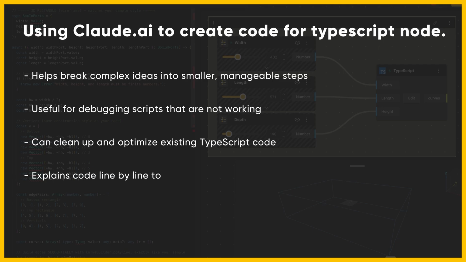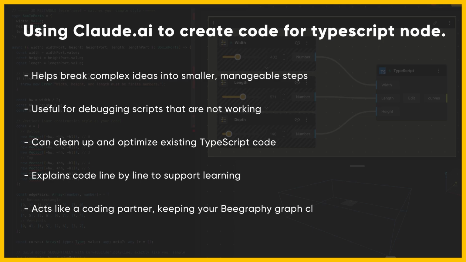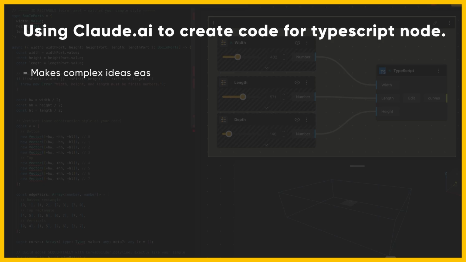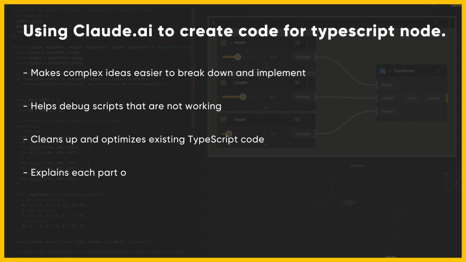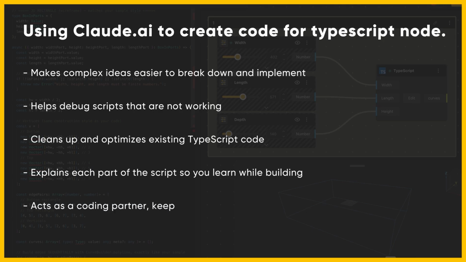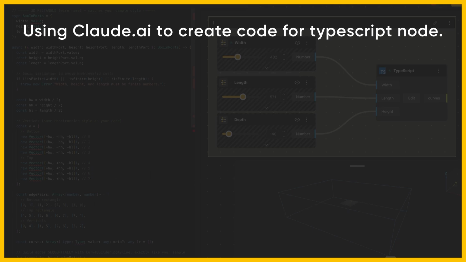Claude is also useful when you need step-by-step guidance. You can ask it to first set up the basic function, then add inputs, then build a loop, or create conditions for variations in your design. This makes complex ideas easier to break down and implement. If you already have a script but it is not working, you can paste it into Claude and ask for debugging, cleanup, or optimization. It can explain what each part does, so you learn as you go. Overall, Claude works like a coding partner. You focus on the visual idea, and Claude helps turn that idea into clean, functional Typescript that keeps your BeeGraphy graph simple and efficient. Now we will start prompting.